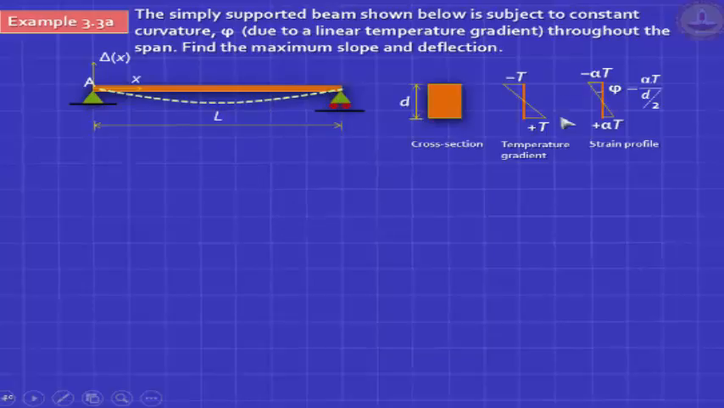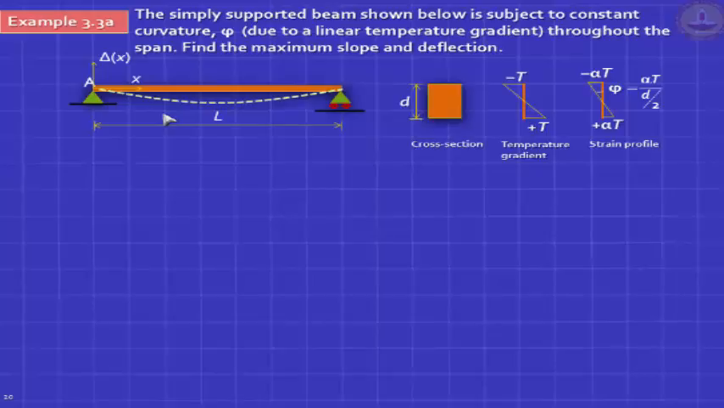You can prove, and we've done this before, that the strains are alpha T. Alpha is the coefficient of thermal expansion, and the curvature is alpha T divided by D by 2, where D is the total depth. Now the question is very simple. Tell me what is the maximum deflection and what's the maximum slope. Do it using the conjugate beam method or moment area method or any method you know.